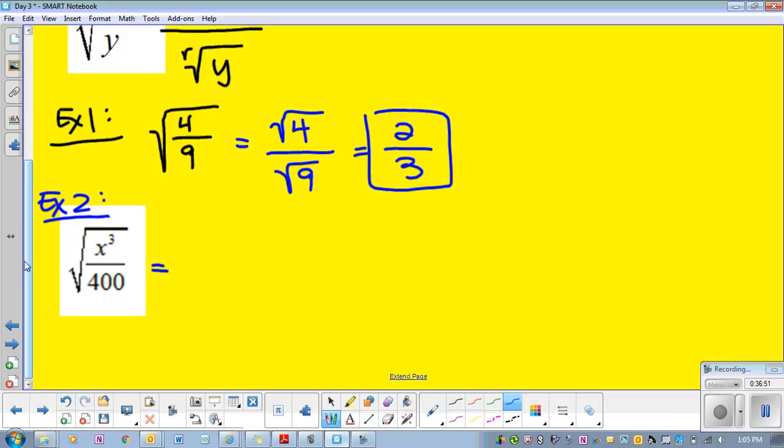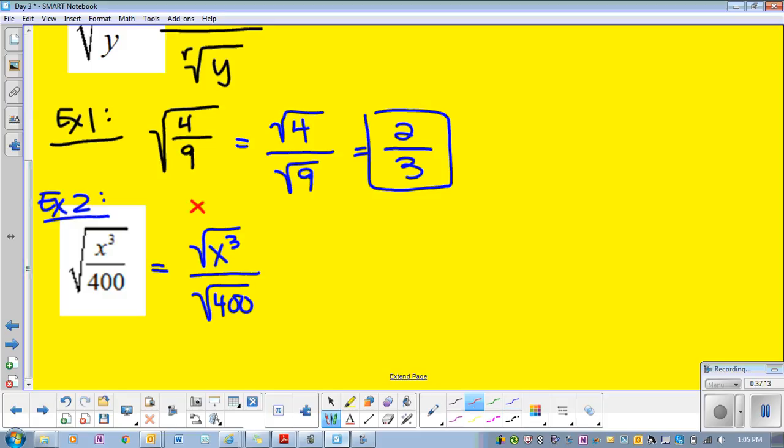So I can't simplify this fraction, right? So I'm going to split it up: square root of x cubed over the square root of 400. Now, square root of x cubed, can I simplify that? Yeah.